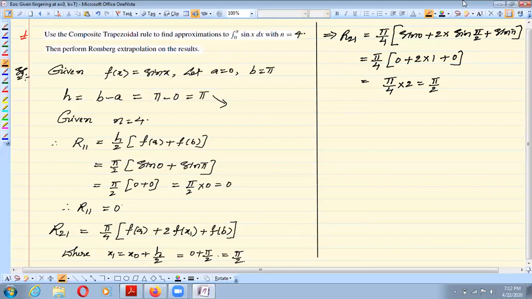Now simplify this answer, which is equal to 1.57079. This is the answer. This is R21.